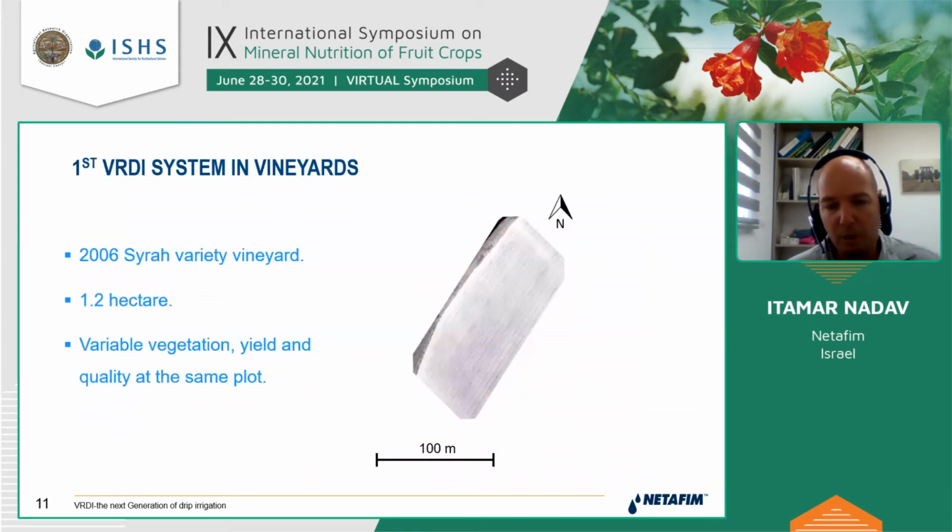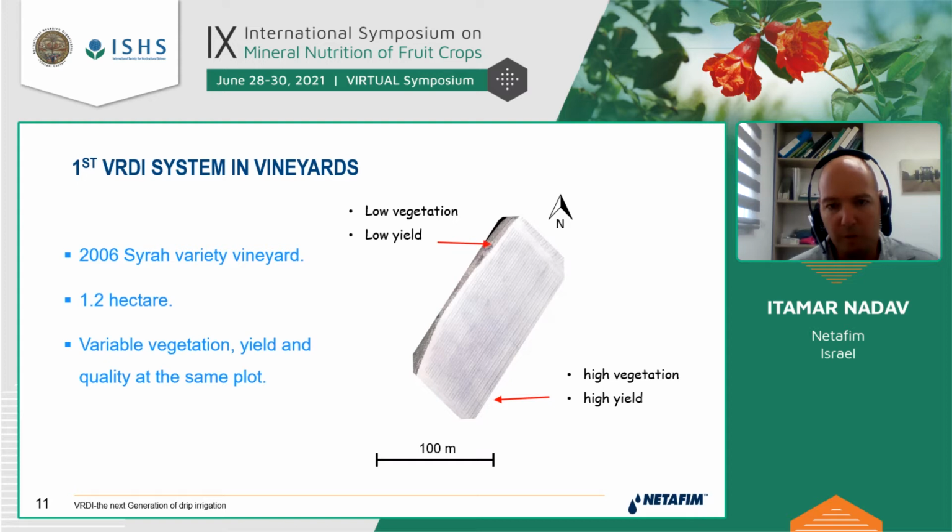So now I'm going to show you a little bit about a system that we developed, a variable rate drip irrigation that we developed in order to irrigate vineyards and generally orchards in a variable way. So we had a pilot in a vineyard, a 2006 Syrah variety vineyard in Israel, 1.2 hectare, highly variable in vegetation, yield, and quality.